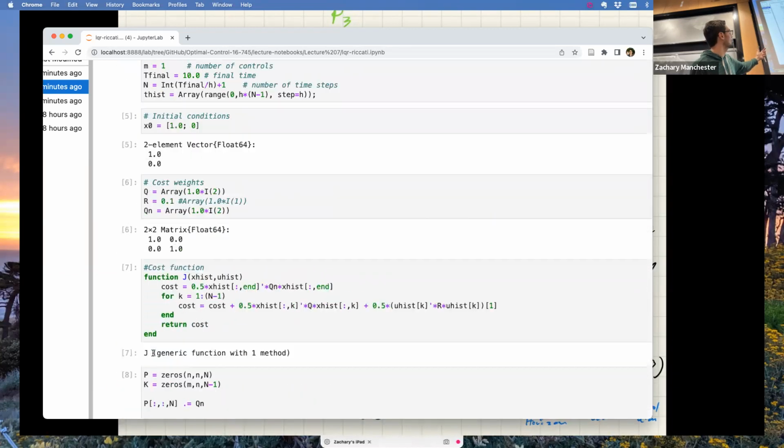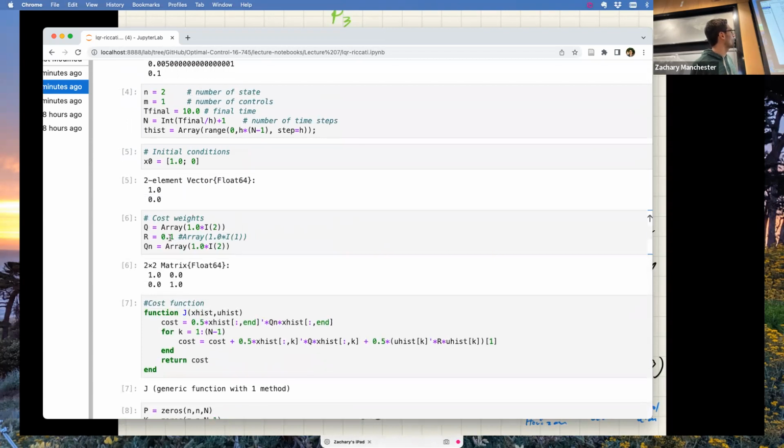If I change this, let's say I want to be really aggressive and use a lot of control effort, so I make this really small. Let's see what that does.